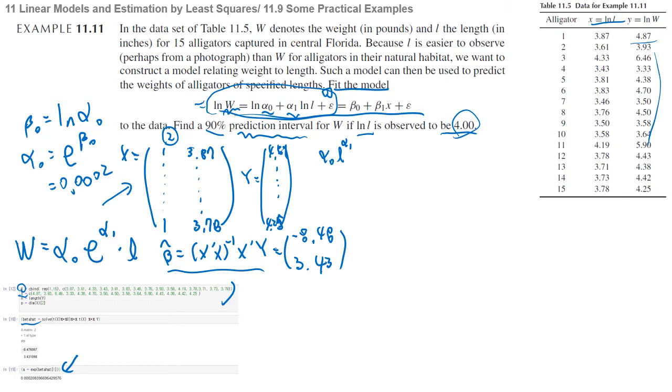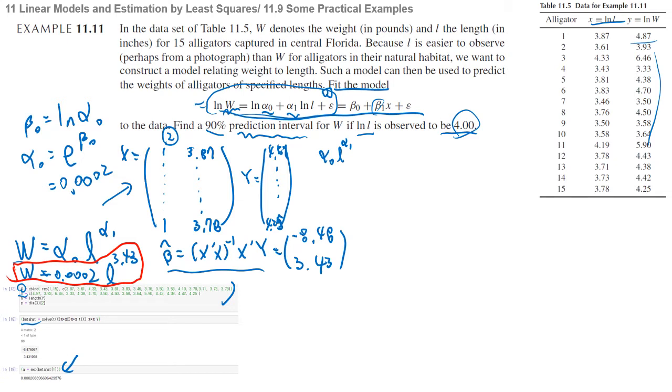Here alpha 0 is 0.0002, and alpha 1 is the same as beta 1 hat, so L to the beta 1 hat is L to the 3.43. So this is our equation: W equals 0.0002 times L to the 3.43.